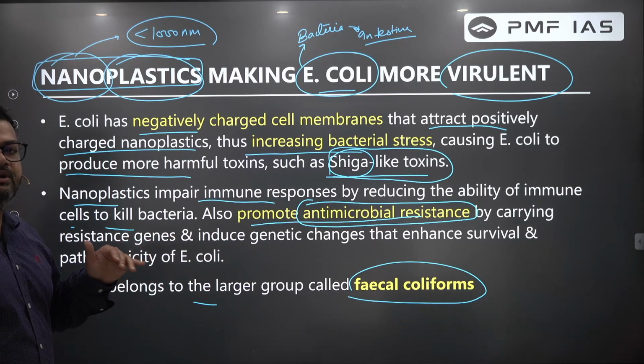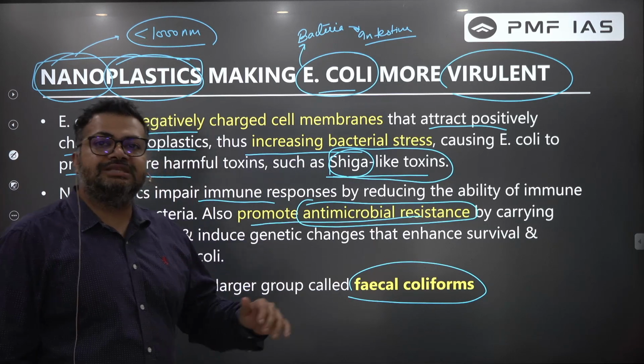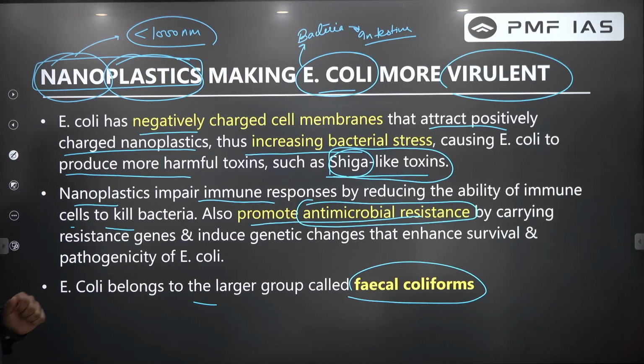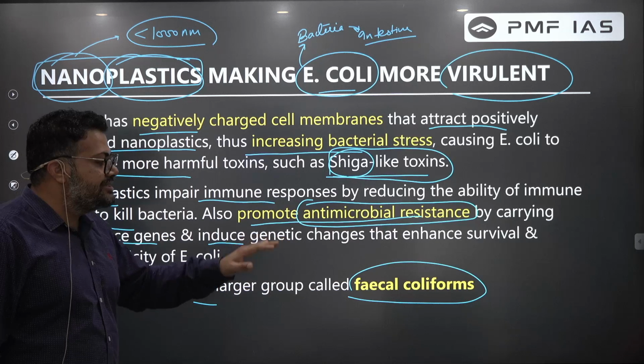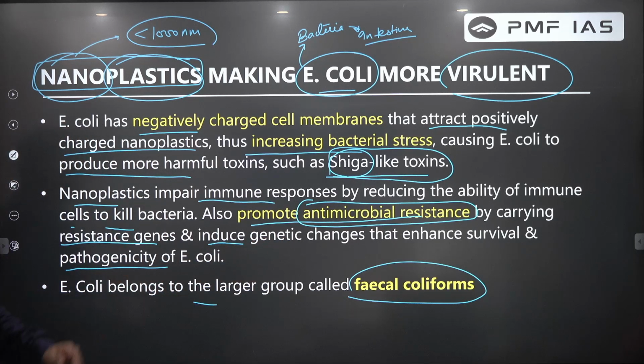So another way that can cause antimicrobial resistance is the response that E. coli gives to nanoplastics. I hope all of you guys are able to understand. So they promote antimicrobial resistance by carrying resistance genes and induce genetic changes that enhance survival and pathogenicity of E. coli. Pathogenicity means its degree of causing infections. How far it can cause infections, we use the word pathogenicity for that.